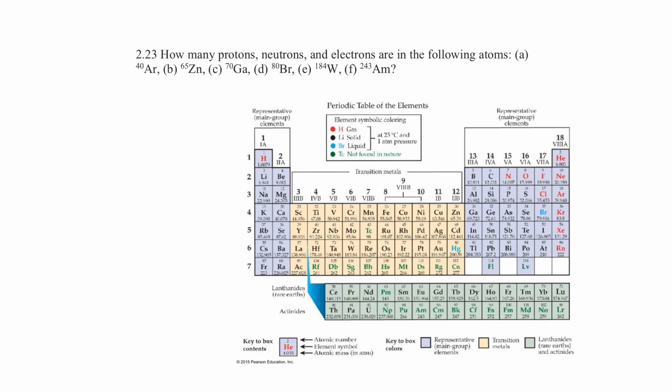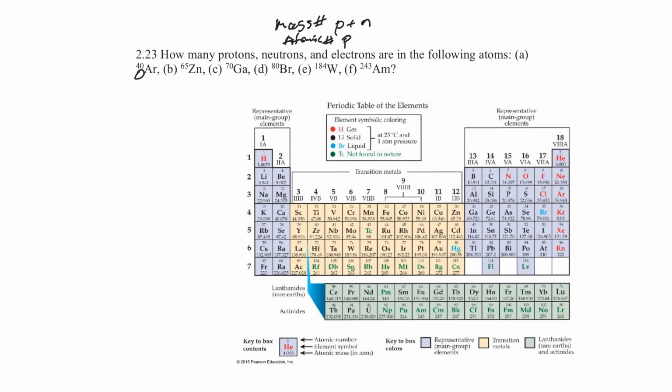So let's start with argon-40. When you say argon-40, anything in the upper right corner is the mass number. The mass number is equal to the protons plus the neutrons. The atomic number, which is normally in the lower left, is equal to just the number of protons.